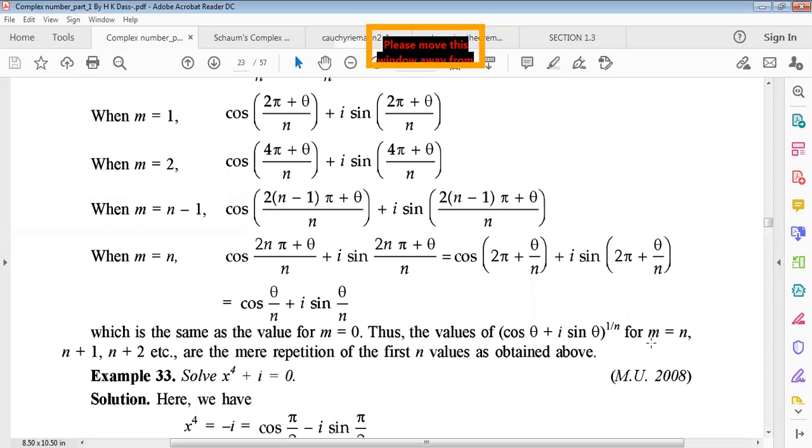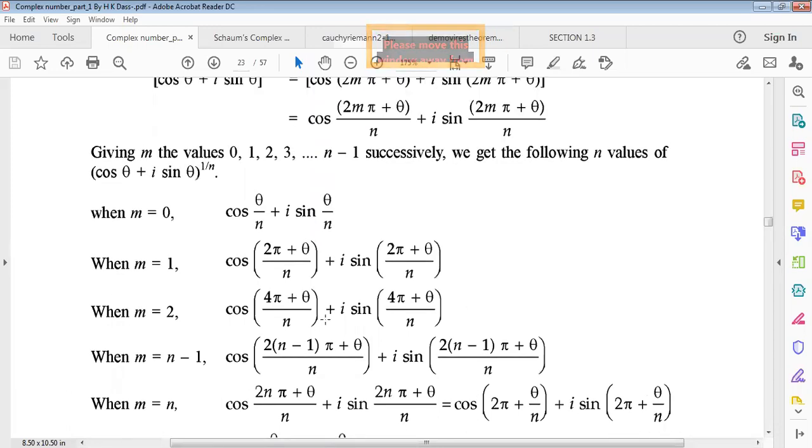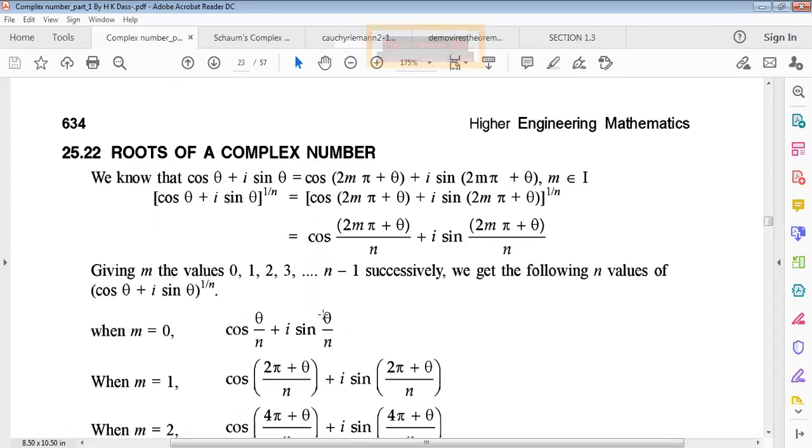Thus the values for m equals n, n plus 1, n plus 2, etc. are repetitions of the first n values we have obtained above. Actually, this is the procedure for finding roots of a complex number.